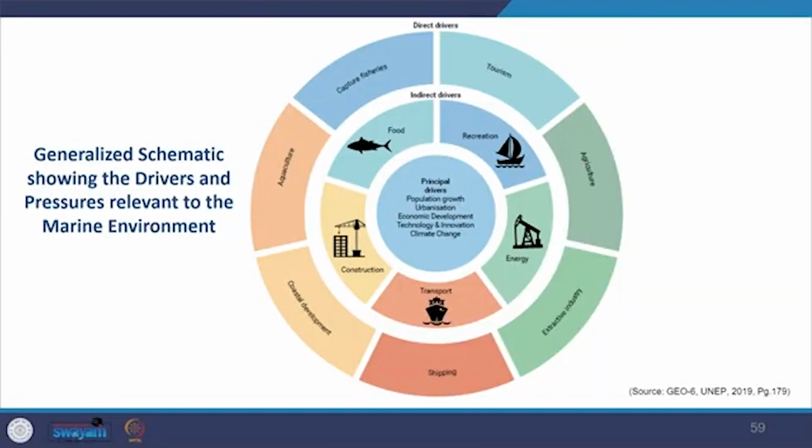We also see that there are multiple and often conflicting uses. As we can see in the image here, the central circle represents major high-level drivers of change in human demands on the ocean, such as, as we have discussed before also, population growth, urbanization, economic development, technology and innovation, and climate change. These drivers create societal needs indicated in the inner ring, such as need for food, construction, transportation, energy, recreation. And in the outer ring, we see the industry sector, which addresses these societal needs.